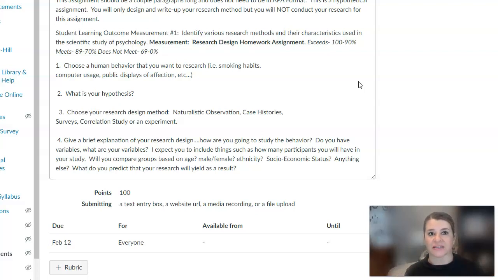I'm not actually asking you to carry out any research. I'm simply asking you to think like a psychologist and go from there. So I hope that helps kind of define what I'm looking for here. I'm not looking for a big, long paper with this assignment. This is a daily grade, if you will.